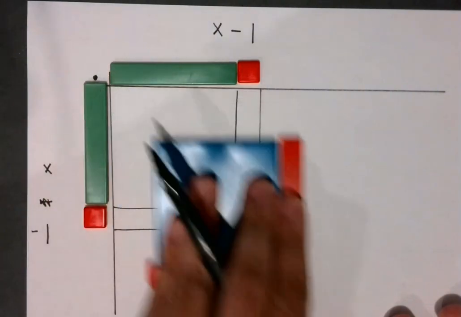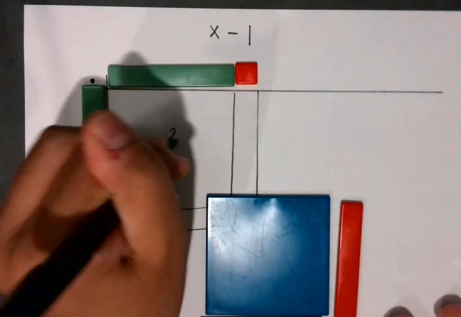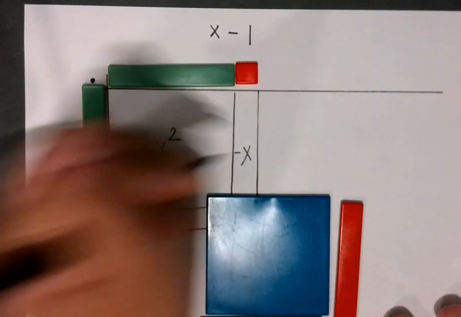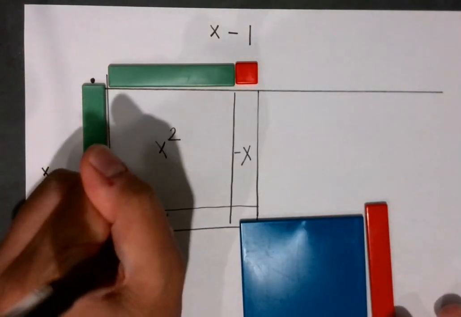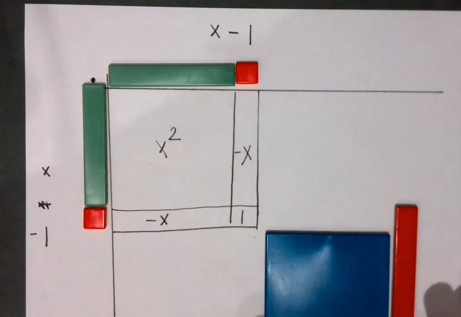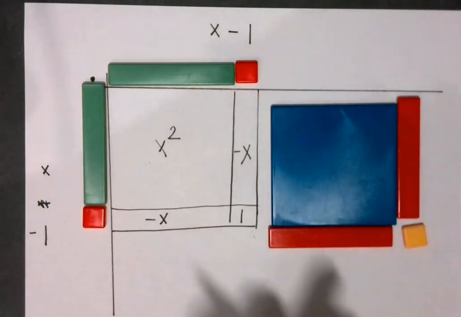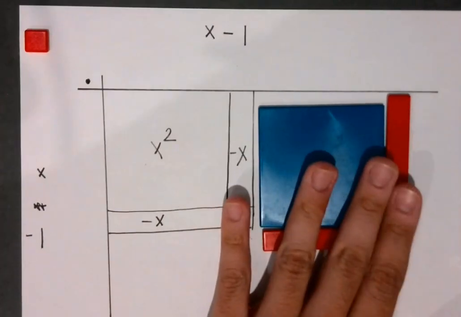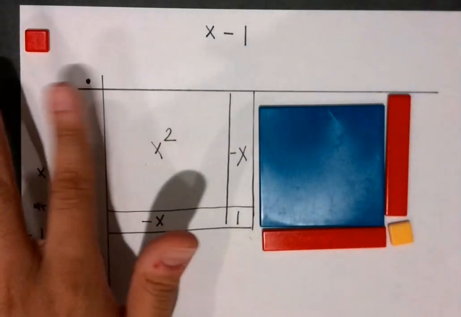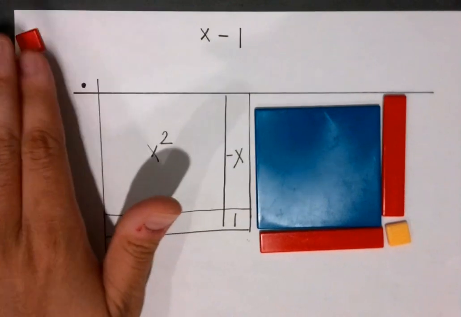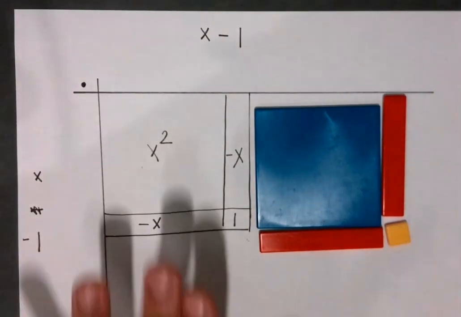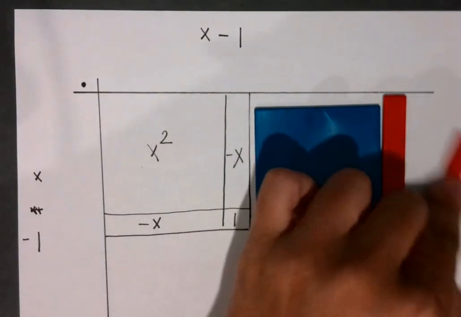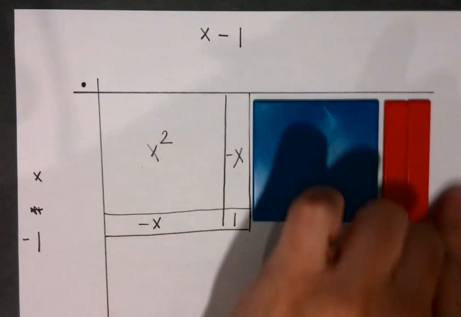So what I'm going to do is I'm just going to write this in for me. So that's x squared. This is negative x. This is negative x, and this is positive 1. So the nice thing about algebra tiles is that I can move these pieces around after I find the area. These pieces on the outside don't count for my area, so I'm going to move them off. And I can move these around so I can see what I actually have.